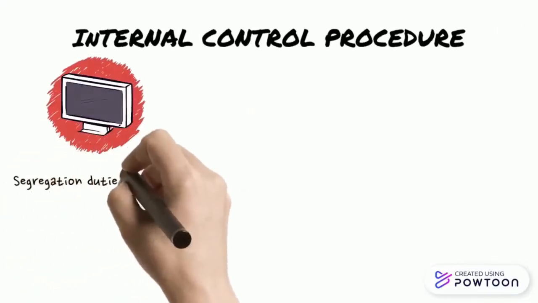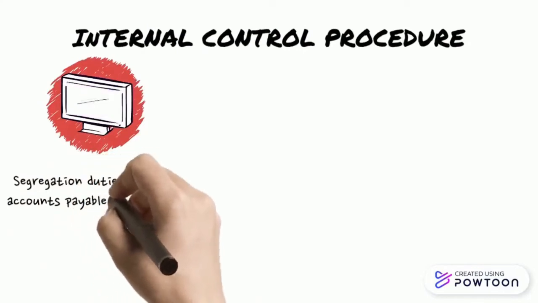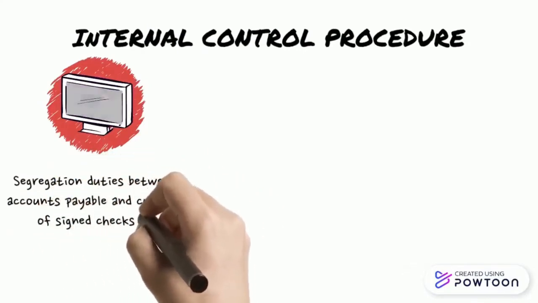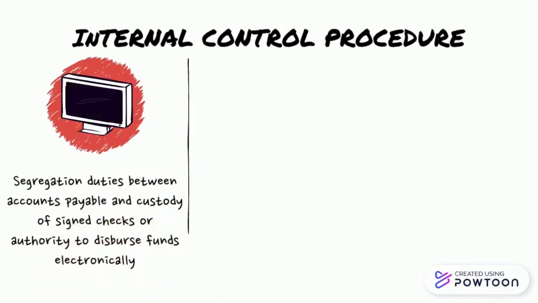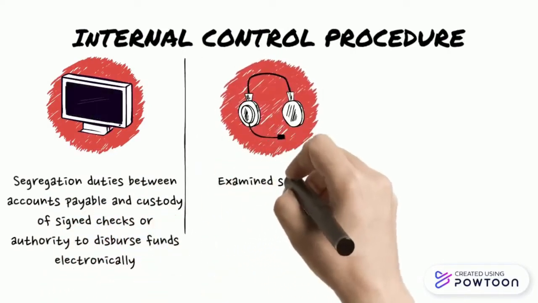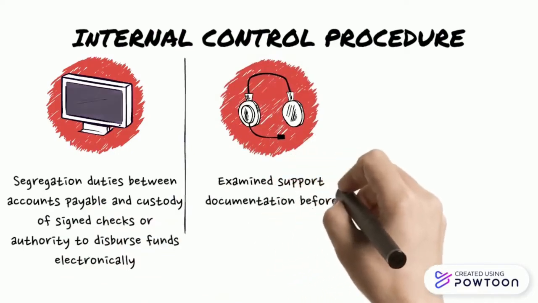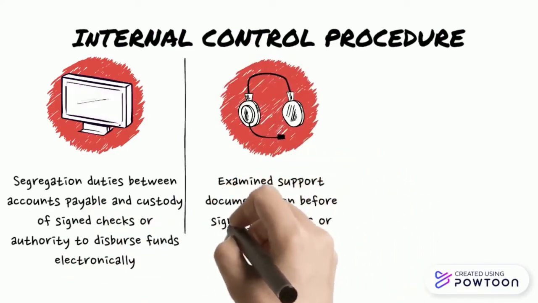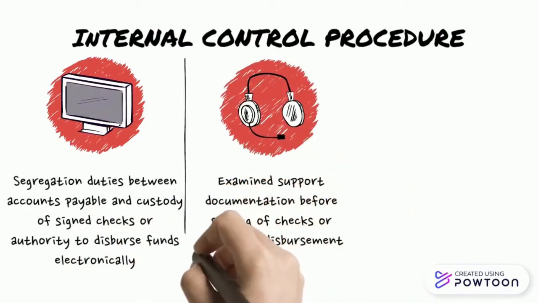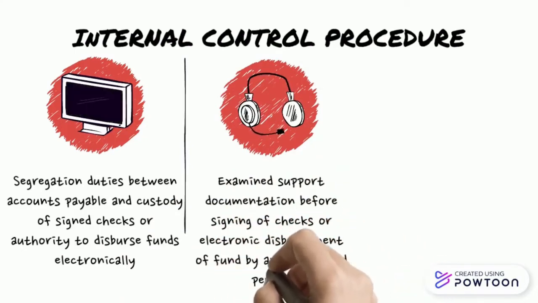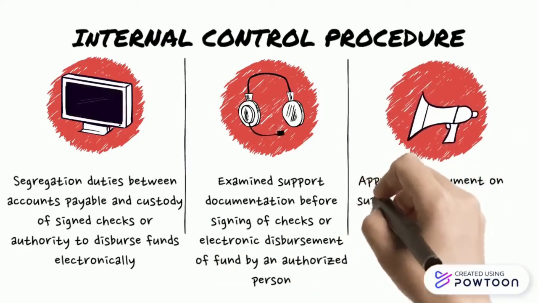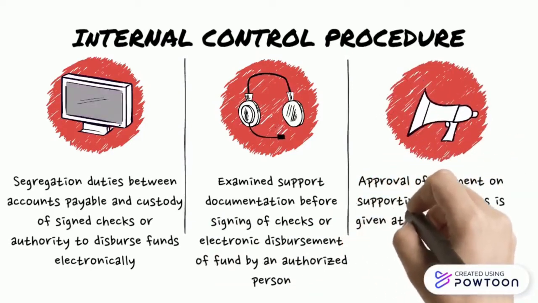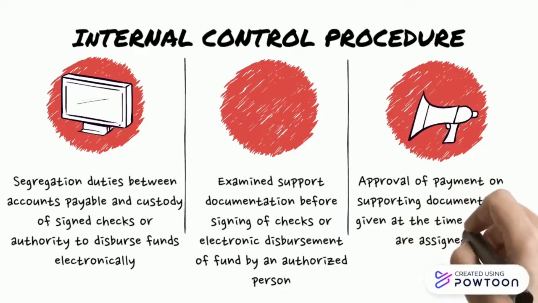Furthermore, in the internal control procedure, there is segregation of duties between accounts payable and custody of signed checks or authority to disburse funds electronically. Next, examine supporting documentation before signing of checks or electronic disbursement of funds and authorized person. And last, the approval of payment on supporting documents is given at the time checks are signed.